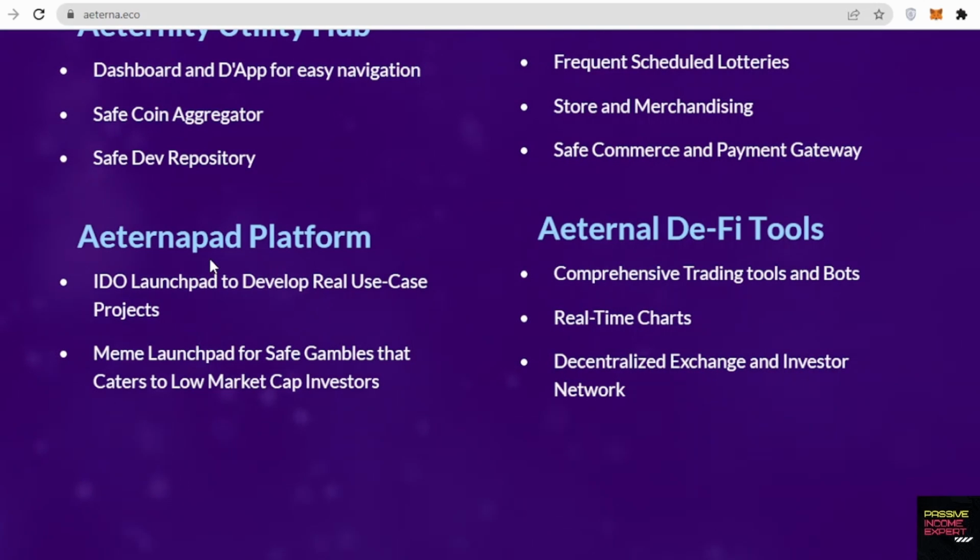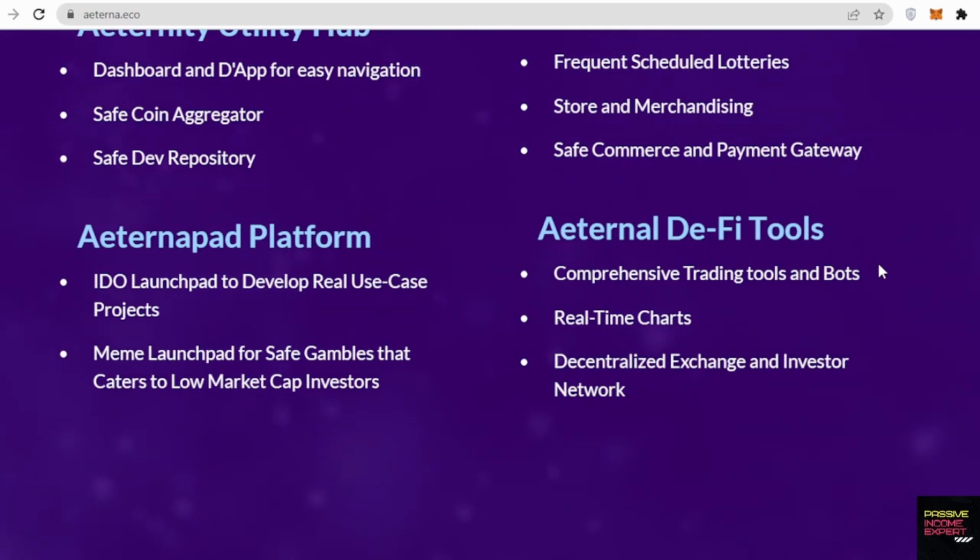Then the Eternapad platform, the same thing like an IDO Launchpad, where some new developers or new projects will be launched. So you can buy IDO. IDO means that you can buy pre-launch tokens, and if they grow higher to let's say 800 or 900%, you immediately sell and take your profit out, which is what big whales do.